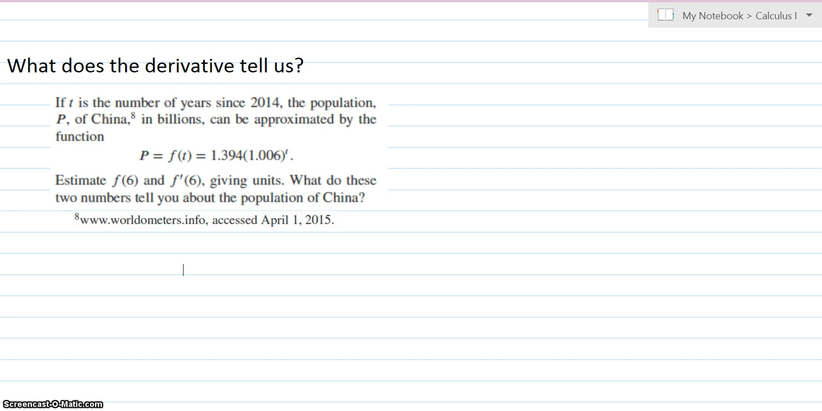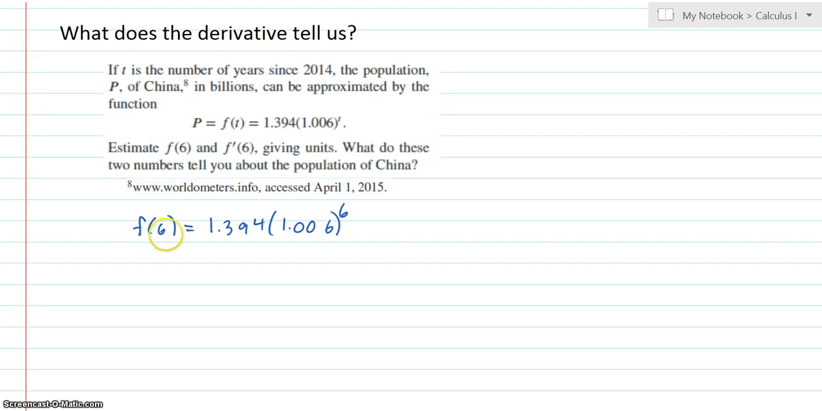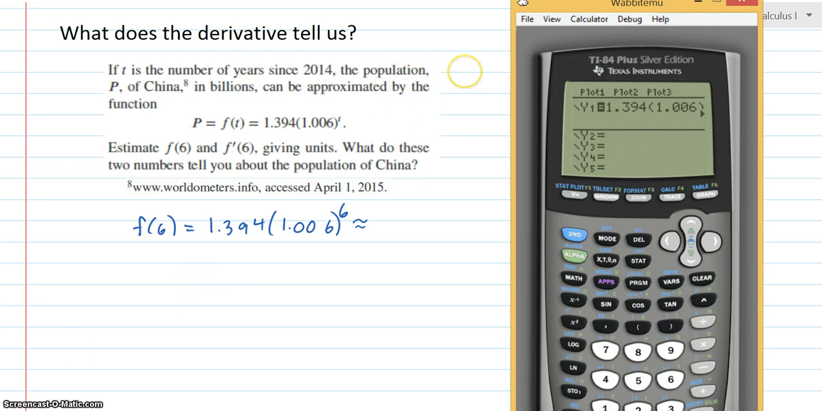So it's a real life problem. Okay, so what is f of 6? I'm just going to plug a 6 into my formula using my calculator. I'm going to put this in y1, since I'm going to be using it again for part B. Then I'm going to go to table set, make sure the independent is at ask, and then go to table, which is above the graph. I'm just going to type in 6, and we get about 1.4.